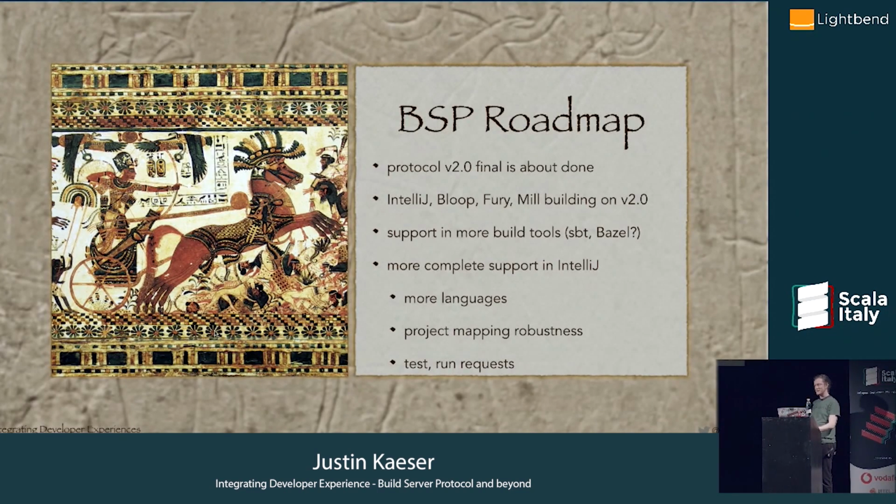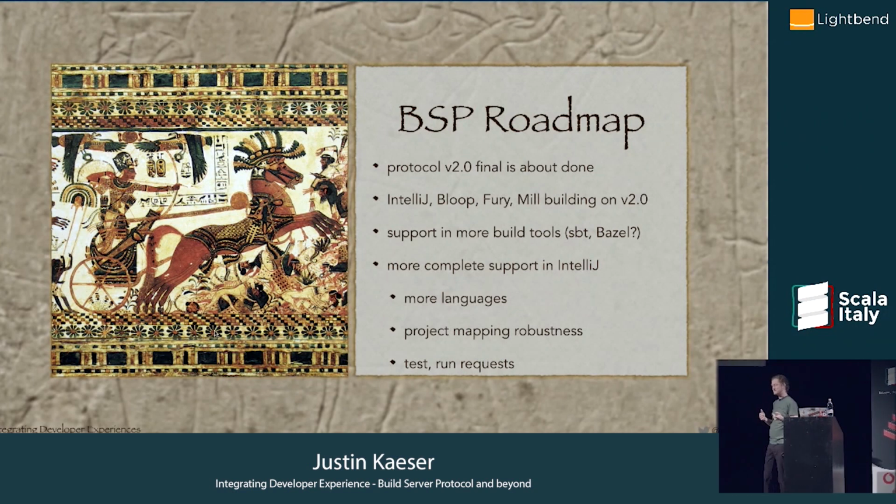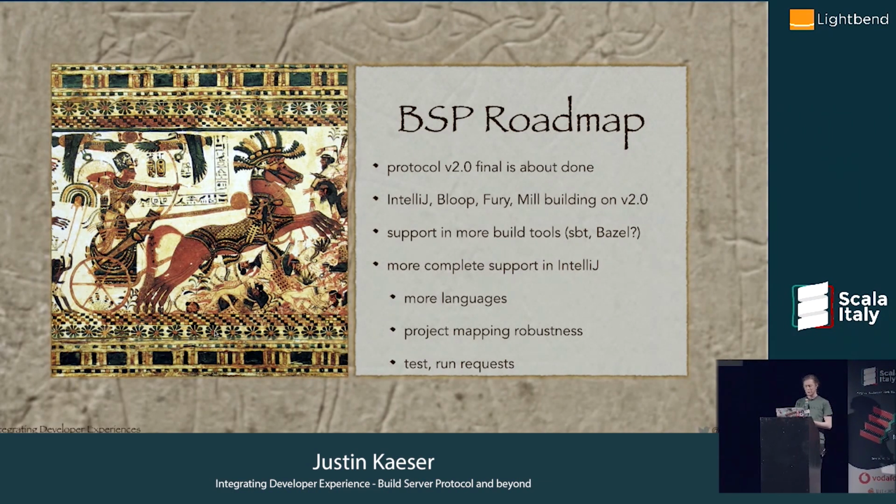On our roadmap is, so all the implementations I showed you now work with protocol version 2.0. We had a 1.0 last year, which was more or less the development iteration. 2.0 we expect to be pretty much stable. We have IntelliJ, Bloop, Fury, Mill. The goal is, of course, to support more build tools directly.